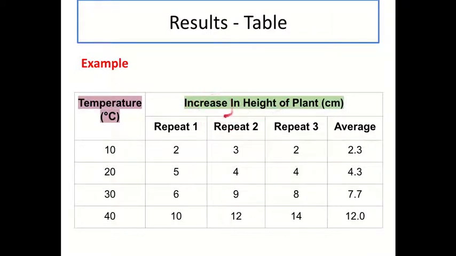On the right-hand columns, our heading is our dependent variable. So in this case, it's the increase in the height of the plant, and the unit is in centimetres.